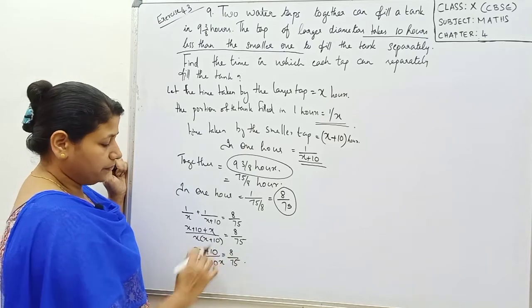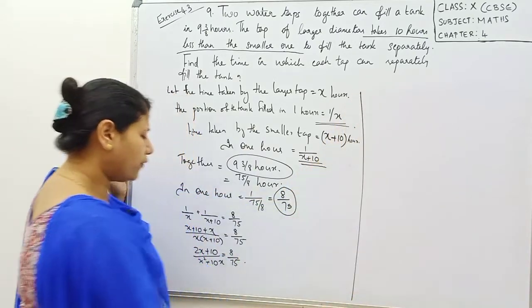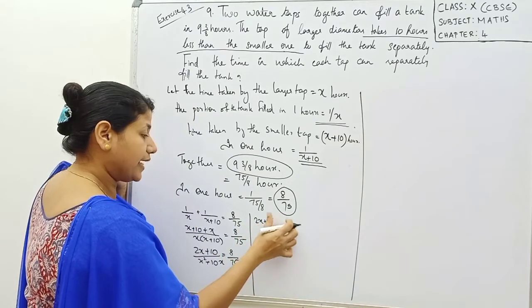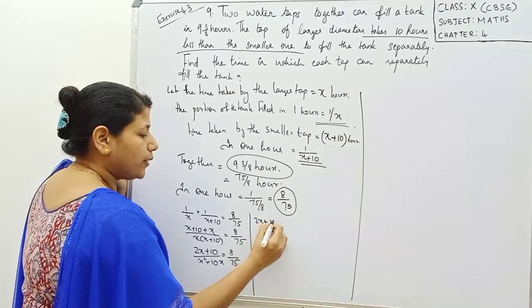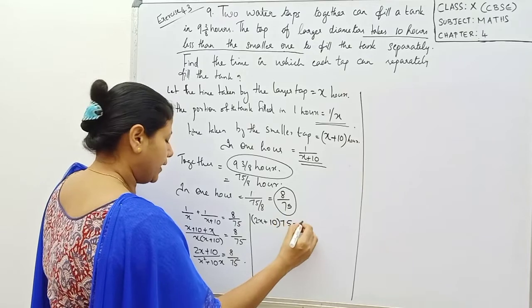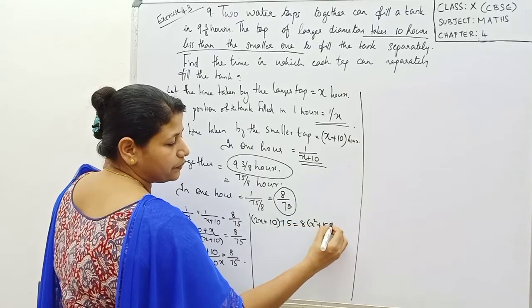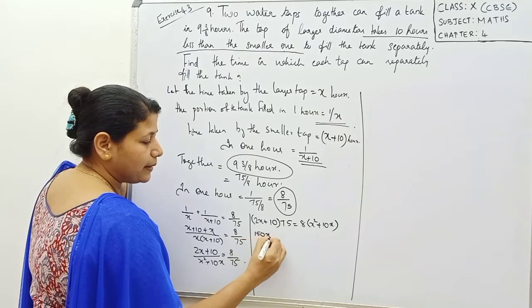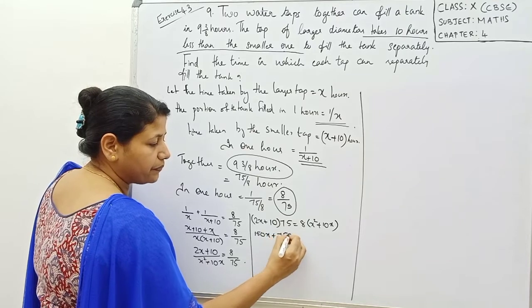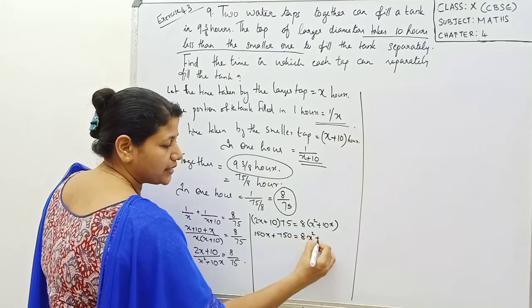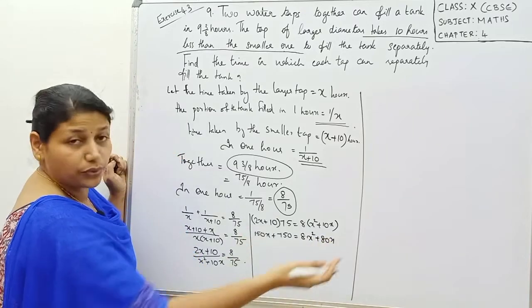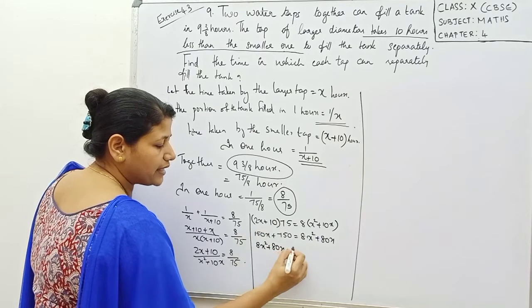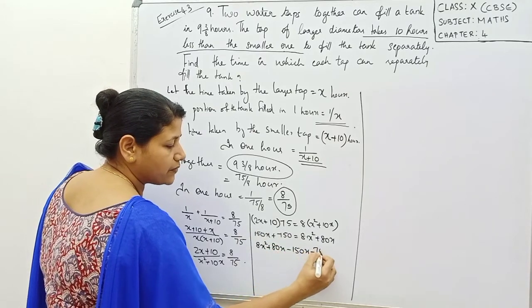Okay, now we can cross multiply here. So we will get 2x plus 10 into 75 equal to 8 into x square plus 10x. Or we can write, 2x into 75 is 150x, plus 75 into 10 is 750, equal to 8x square plus 80x. Take all the terms to that side, then you will get 8x square plus 80x, minus 150x, and minus 750 equal to 0.